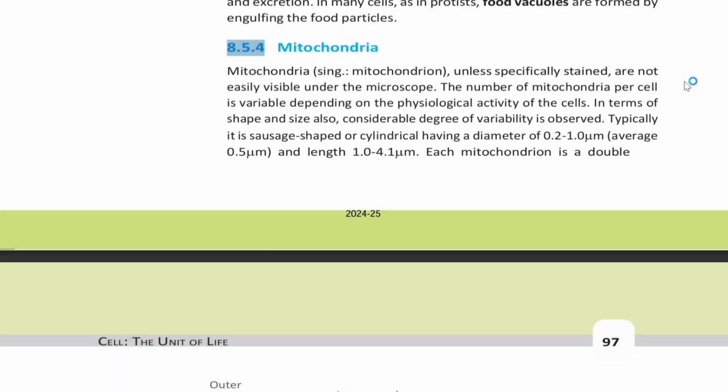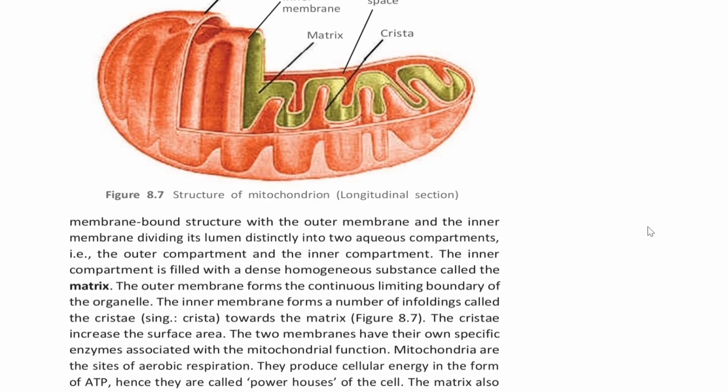8.5.4 Mitochondria. Mitochondria, unless specifically stained, are not easily visible under the microscope. The number of mitochondria per cell is variable depending on the physiological activity of the cells. In terms of shape and size also, considerable degree of variability is observed. Typically, it is sausage-shaped or cylindrical, having a diameter of 0.2 to 1 micrometer, average 0.5 micrometer, and length 1 to 4.1 micrometer. Each mitochondrion is a double membrane-bound structure with outer membrane and the inner membrane dividing its lumen distinctly into two aqueous compartments, that is the outer compartment and inner compartment.